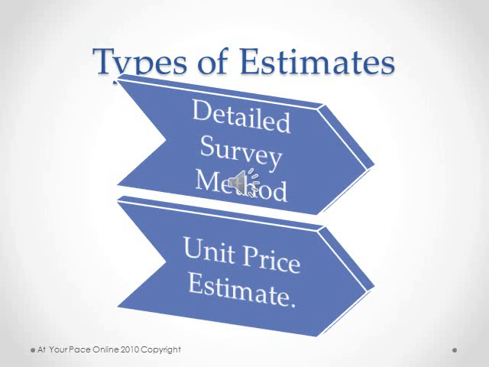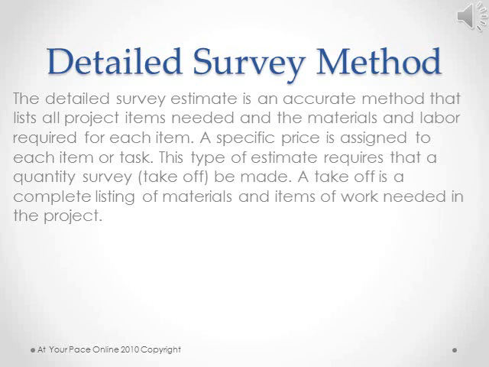On the following slides, we will discuss these 2 types of estimates, the detailed survey method and the unit price estimate. The detailed survey estimate is an accurate method that lists all project items needed and the materials and labor required for each item. A specific price is assigned to each item or task. This type of estimate requires that a quantity survey or takeoff be made. A takeoff is a complete listing of materials and items of work needed in the project.